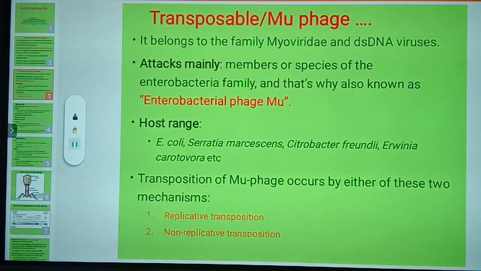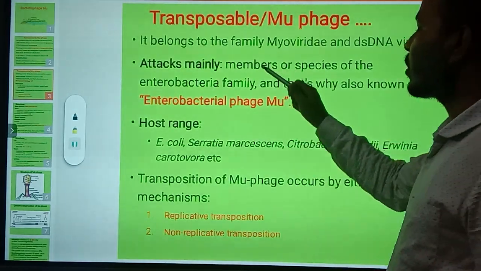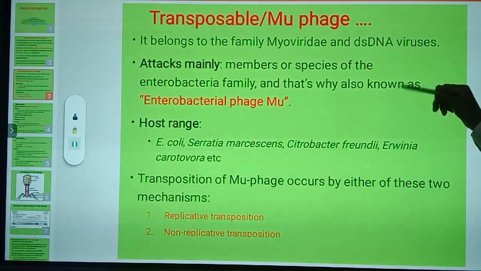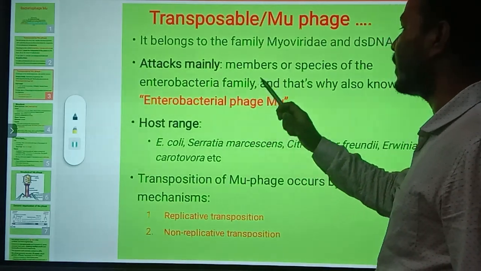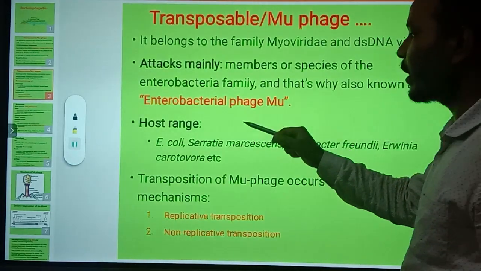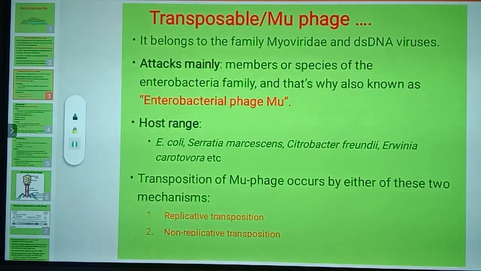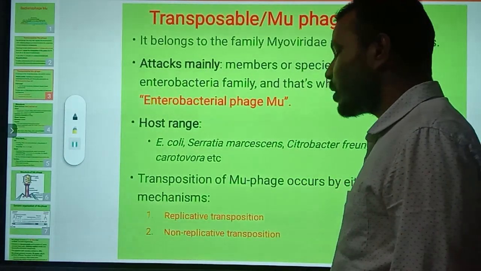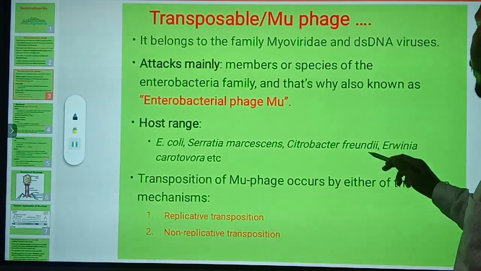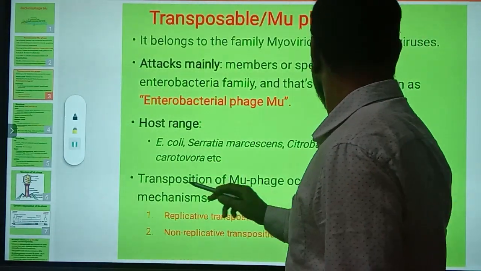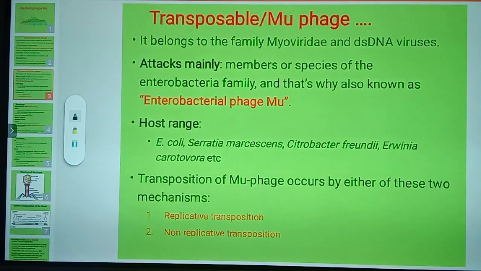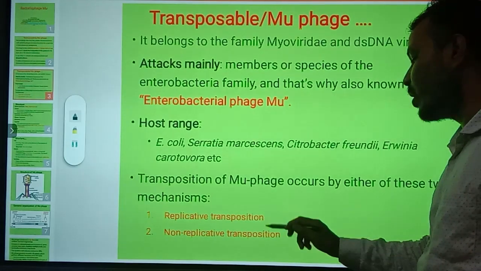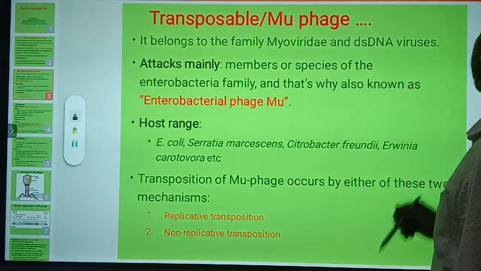So what is the transposable mu phage? It belongs to the family Myoviridae, and it is a double-stranded DNA virus. It attacks mainly members of the Enterobacteria family, and that's why it is also known as Enterobacterial phage mu. Their hosts are generally E. coli, Escherichia coli, Serratia marcescens, Citrobacter freundii, Erwinia, and Erwinia carotovora. All these are Enterobacteriaceae. Transposition of mu phage occurs by either of two mechanisms, the replicative mechanism or the non-replicative mechanism.